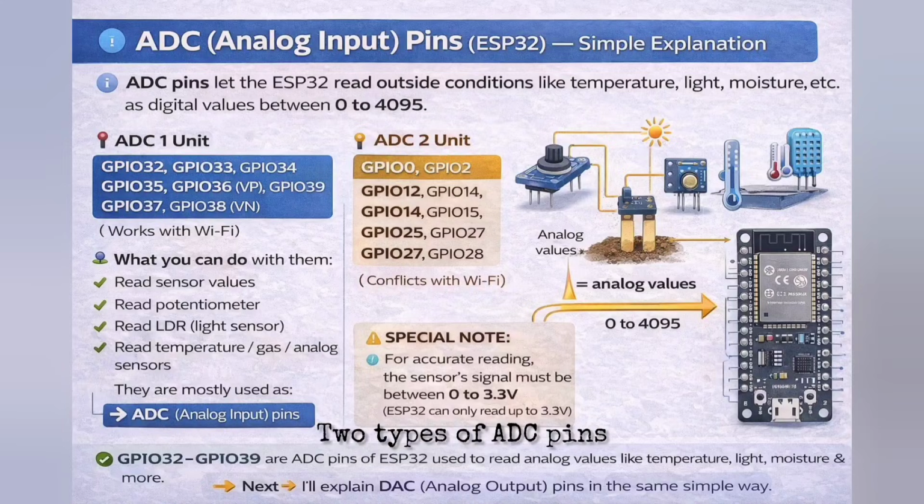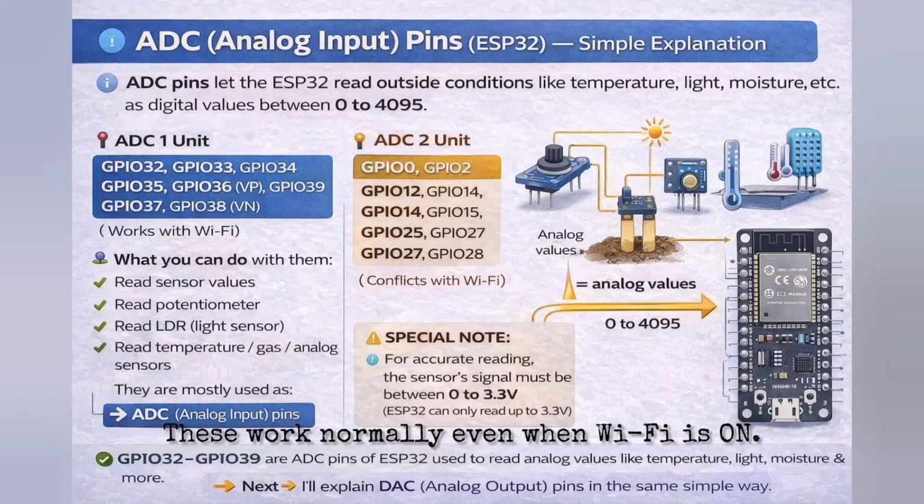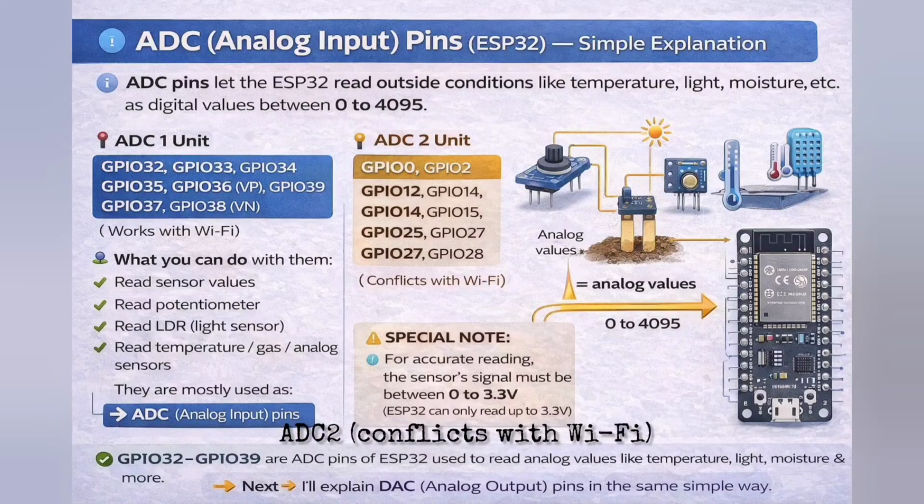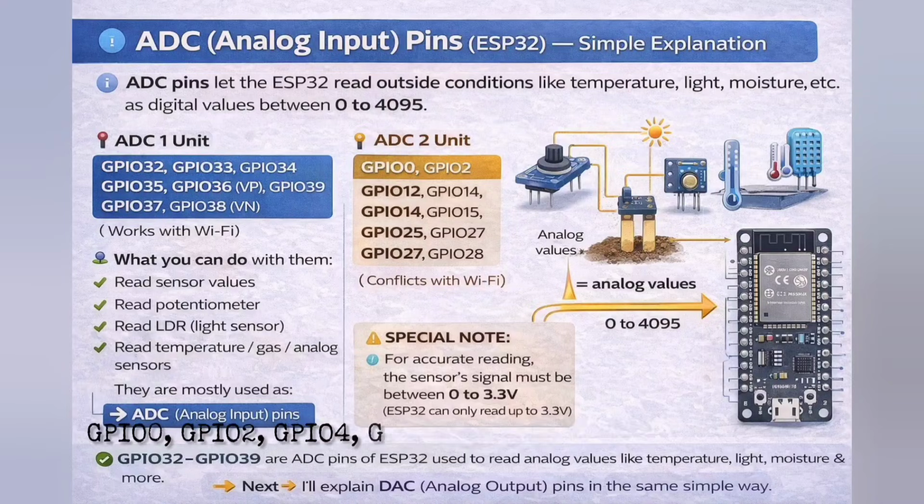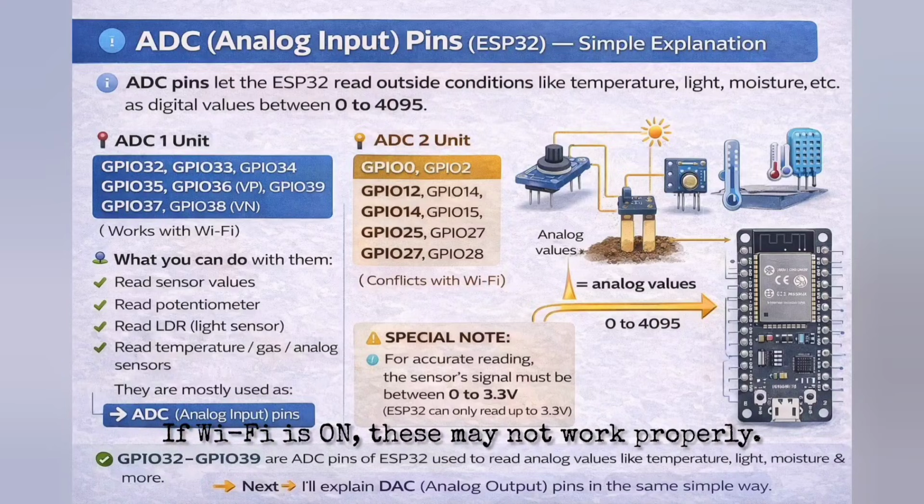Two types of ADC pins. ADC1, safe with Wi-Fi. GPIO 32 to GPIO 39. These work normally even when Wi-Fi is on. ADC2, conflicts with Wi-Fi. GPIO 0, GPIO 2, GPIO 4, GPIO 12 to GPIO 15, GPIO 25 to GPIO 27. If Wi-Fi is on, these may not work properly.